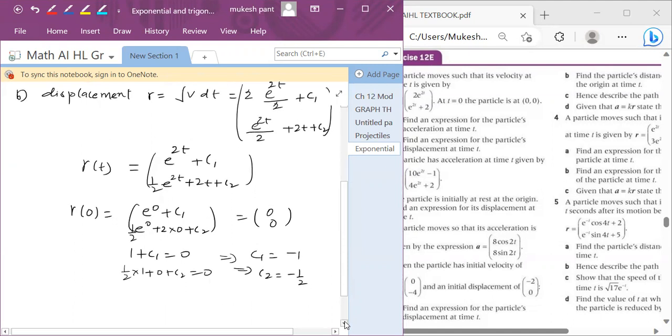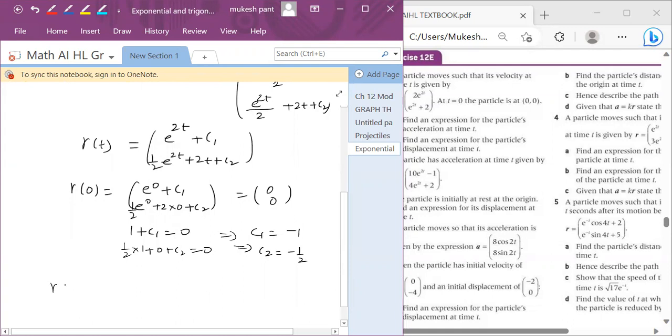Right? So the displacement vector r(t) will be e to the power 2t minus 1, and here 1 over 2 e to the power 2t plus 2t minus half. Okay, so this will be the displacement vector.